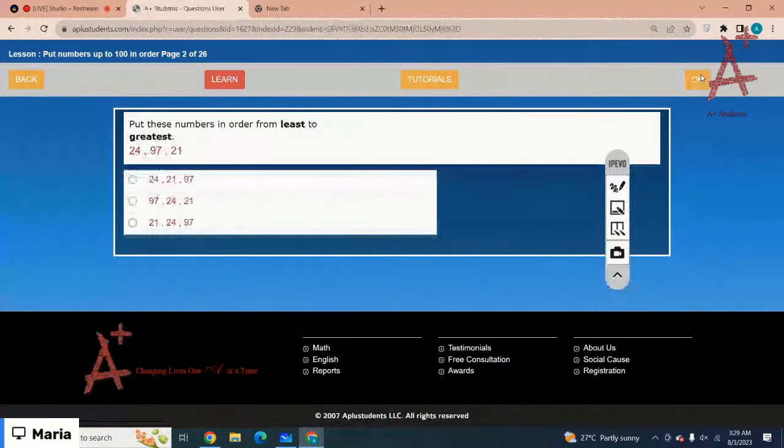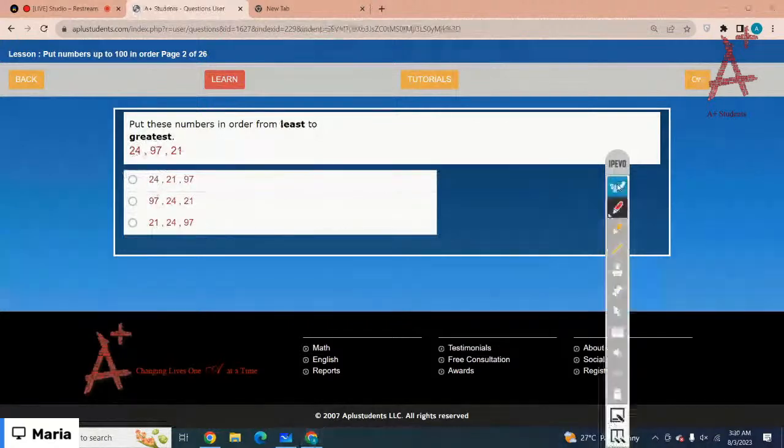Okay, put these numbers in order from least to greatest. So which is the correct option? You have to arrange now least to greatest. Got it? So first you have to find the least number, that means the smallest number. Got it? So which number is the smallest one? 21, right? Write 21 here and remove from here.